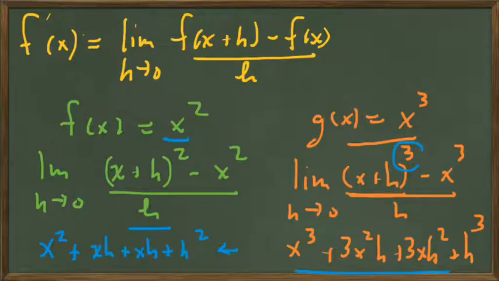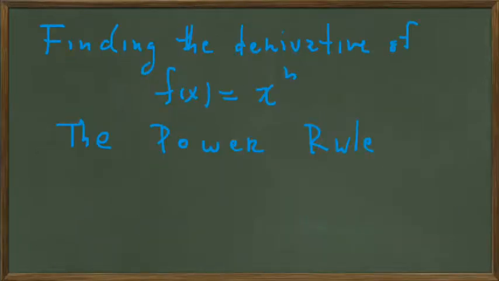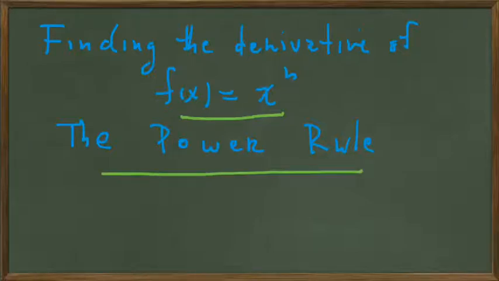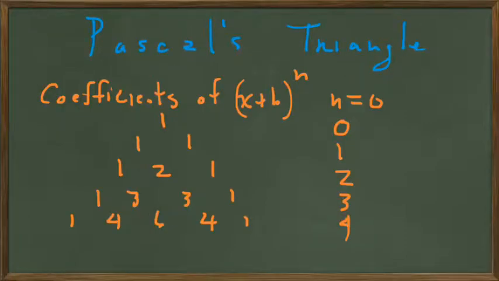So we want to find a general way to find the derivative of x to a power. So what we want to do is find a general formula for the derivative of f of x equals x to the n, and we're going to call that formula that we're going to find the power rule. So let's see how to come up with that rule. We're going to use Pascal's triangle to help us out.